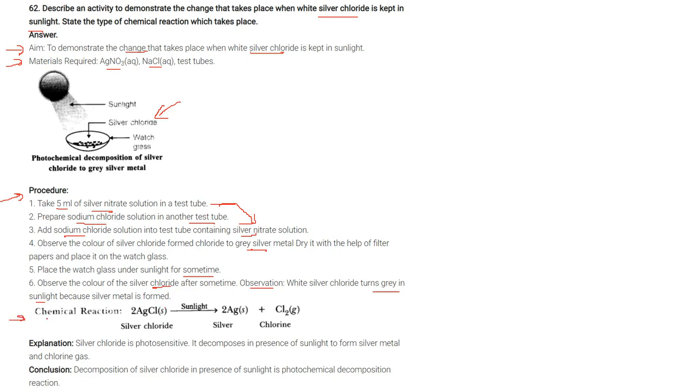The chemical reaction would be something like this: AgCl, when it is exposed to sunlight, gives you Ag and Cl2, silver and chlorine. What is the explanation? Silver chloride is photosensitive. If it is exposed to sunlight, it decomposes in the presence of sunlight to form silver metal and chlorine gas. The conclusion is that decomposition of silver chloride in the presence of sunlight is a photochemical decomposition reaction.